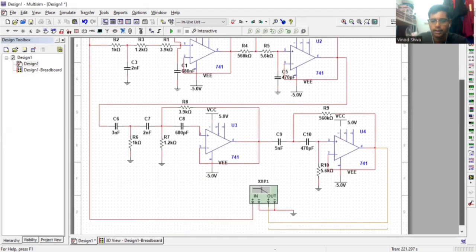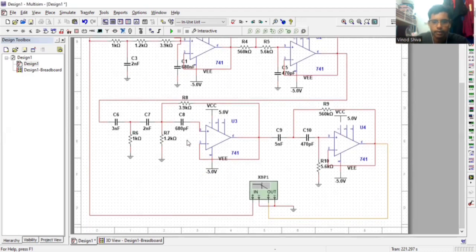Moving on to the third section, this stage features resistors R6 1 kilo ohm and R7 1.2 kilo ohm, and capacitors C6 with 3 nanofarad, C7 2 nanofarad, and C8 680 picofarad. This stage is designed to function as a low pass filter, allowing low frequencies to pass while attenuating high frequencies.